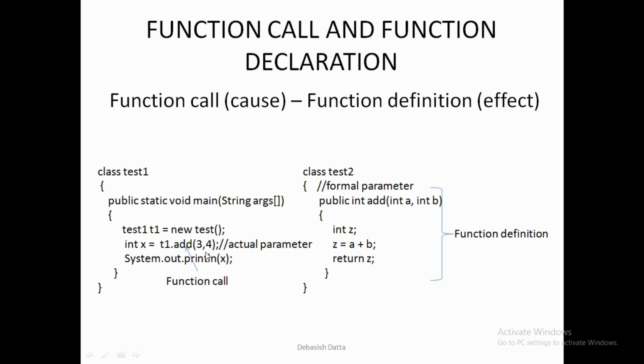Here I also want to add two more things. The parameter list which is there in the function definition is known as formal parameters, and the values which are used at the function call are known as actual parameters. So after the function call, the actual parameters are copied into the formal parameters. Okay.